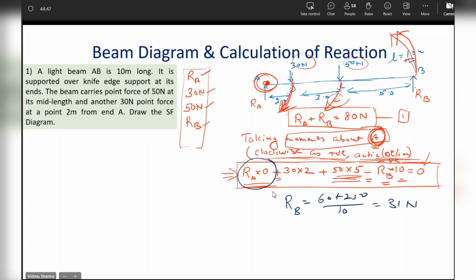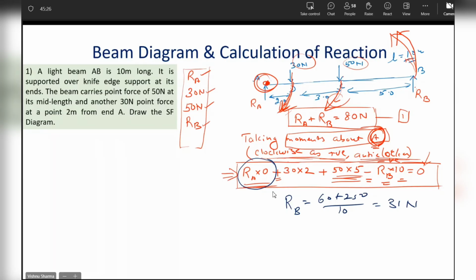Guys, if RB is 31, then please see the working that we have done above. What will be RA equal to? 49. Why? Because RA plus RB is 80 newtons. That is written on top already. And now you get the answer as to why I recommended, not that I insisted, that you take moment about one of the supports. Because then you can get rid of that one variable in the equation. Otherwise, you'll have RA and RB left, and then the two equations you'll have to solve through simultaneous equation route, which will unnecessarily be confusing and cumbersome.